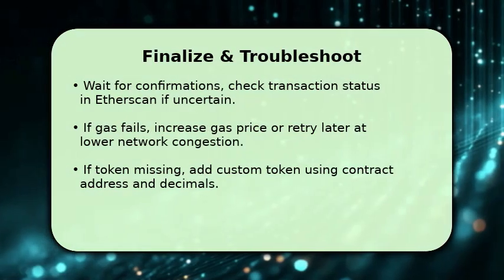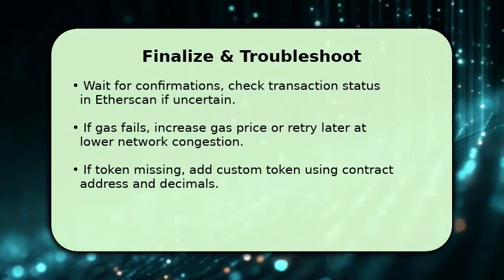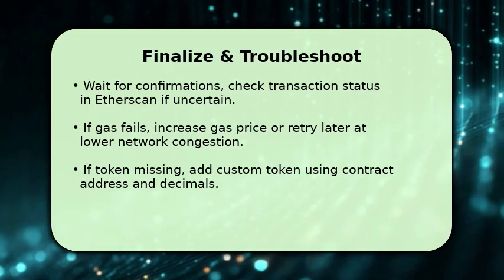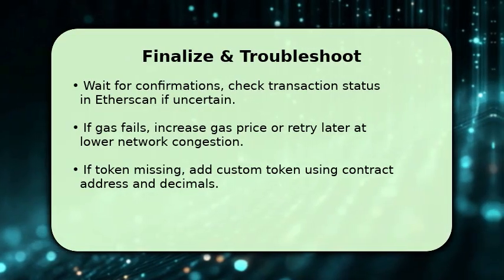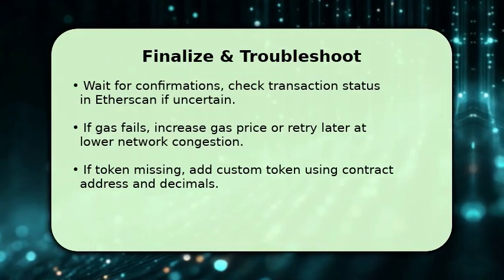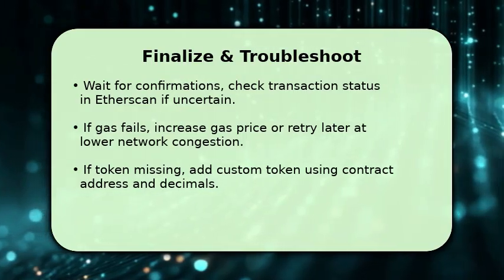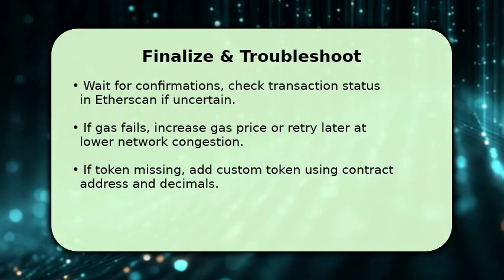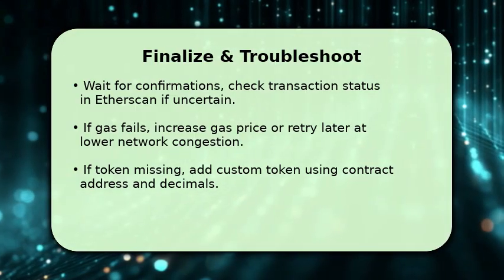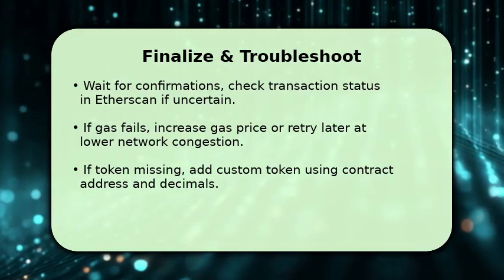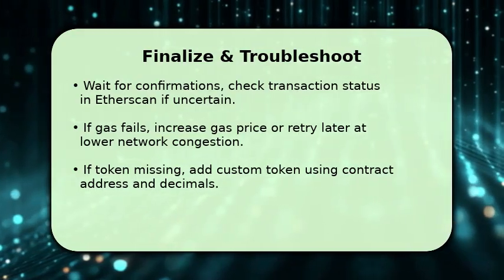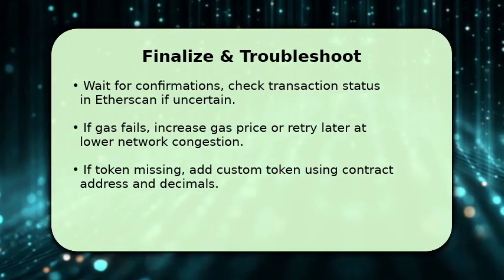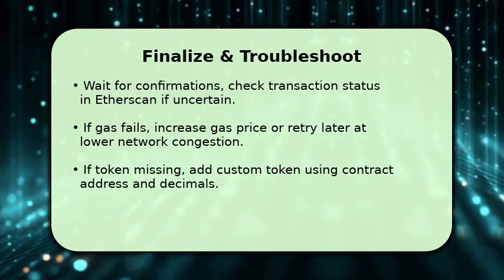Finish by waiting for the blockchain confirmations. You'll see the swap in your Trust Wallet transaction history. If a transaction is stuck or fails, increase the gas price slightly or try again when network congestion drops. Gas affects speed. If your token balance doesn't appear, add the token manually using its contract address and correct decimals so it shows. If approvals seem excessive, revoke unused allowances later.